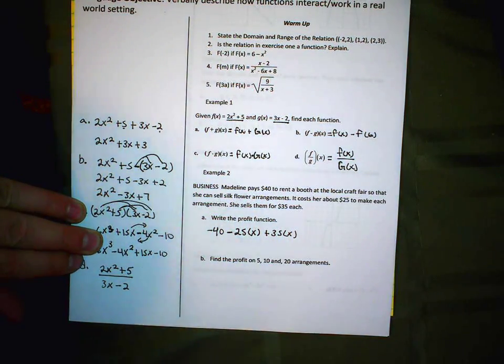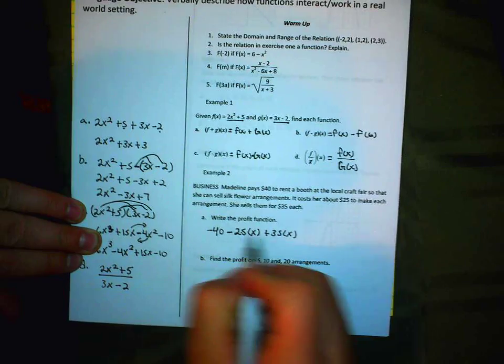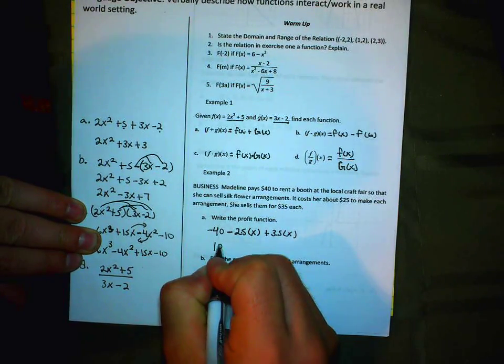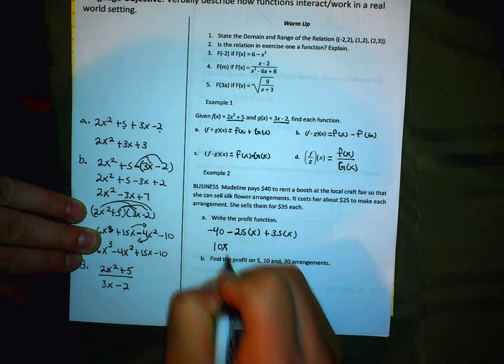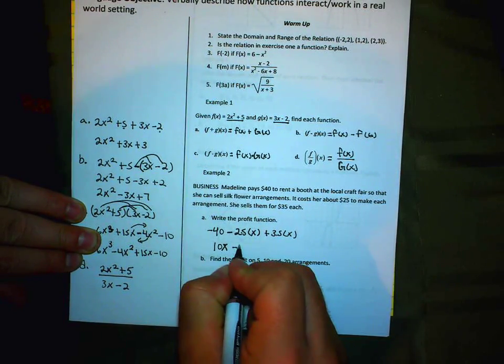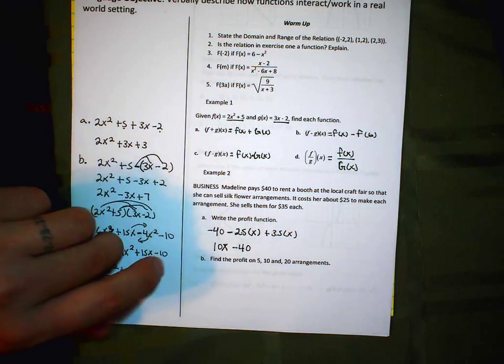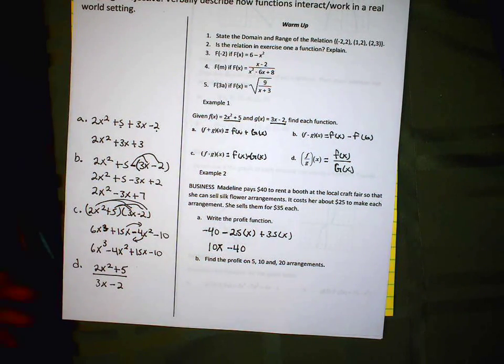Now let's just combine some like terms here. If I combine these two, I'm going to wind up with 10x. And I'm just going to subtract my remaining cost of $40 from that function. So y, my profit, is a function of x, my cost, along with my initial sales.